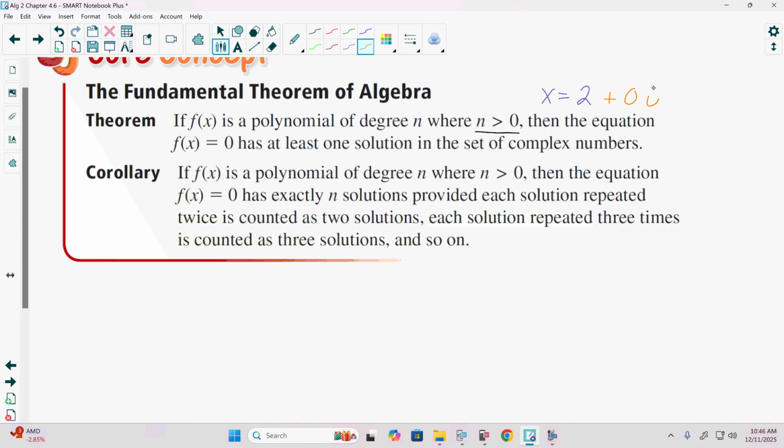The corollary, what we can get from it: if f is a polynomial of degree n, where n is greater than 0, then the equation f of x equals 0 has exactly n solutions, provided each repeated solution is counted each time it shows up. So if a solution is repeated twice, it's counted as 2 solutions. Repeated 3 times, 3 solutions, and so on.